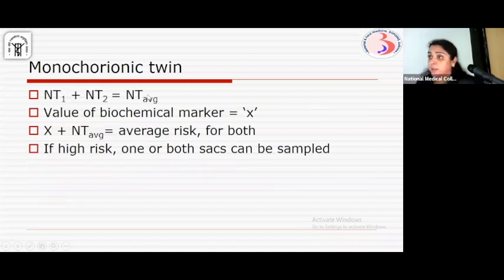But in a monochorionic twin, the NT is averaged and added to the MoM value of the biochemical markers, and what we get is an average risk, which is the risk for both twins. Now here, if the risk is low, we follow. But if the risk is high, the dilemma is whether one twin should be sampled or both, because in some instances they may be genetically discordant. So the call is up to the patient. For all practical purposes, in a monochorionic twin, if we sample one, it is the same. But sometimes the patient may ask for both, and it can be done.